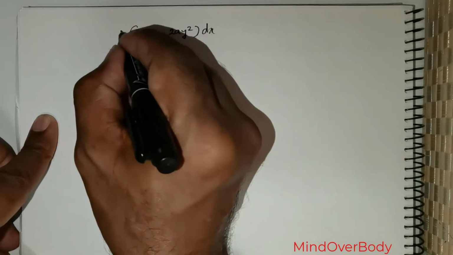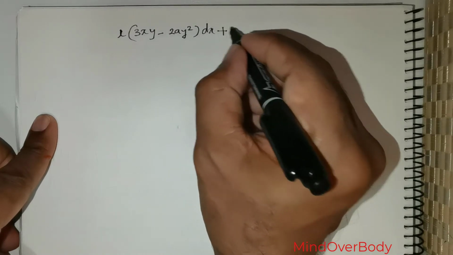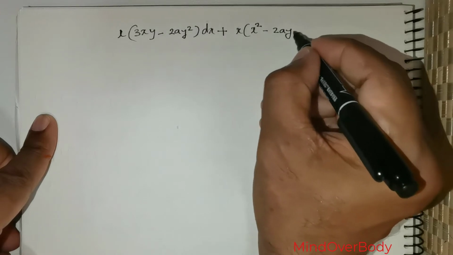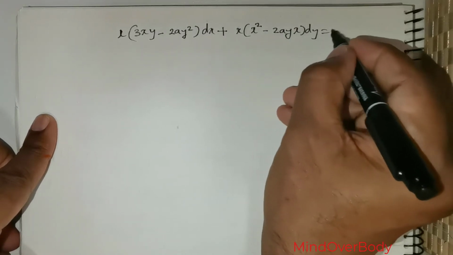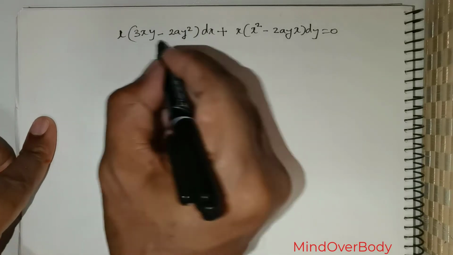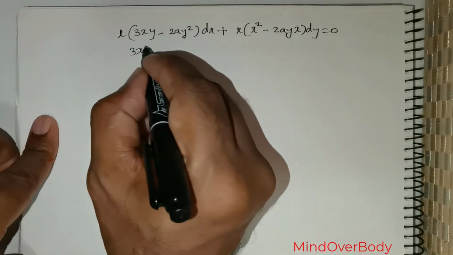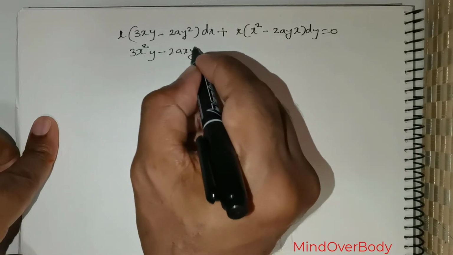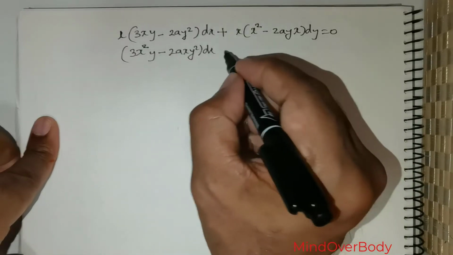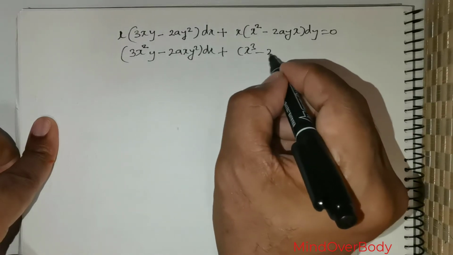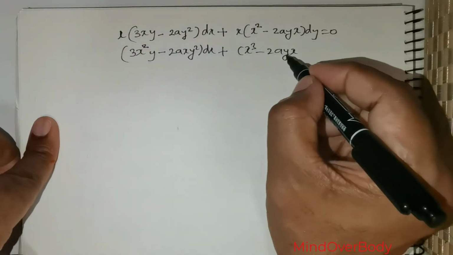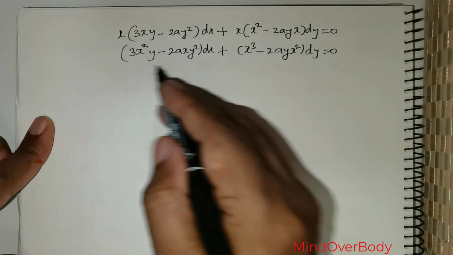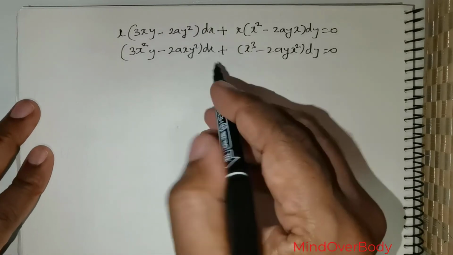I will have to multiply by the integrating factor, followed by positive x times x squared minus 2ayx times dy is equal to 0. Simplifying this is going to be (3x squared y minus 2axy squared) times dx, followed by (x to the power of 3 minus 2ayx squared) times dy is equal to 0. So all these things have occurred because we have multiplied the integrating factor.